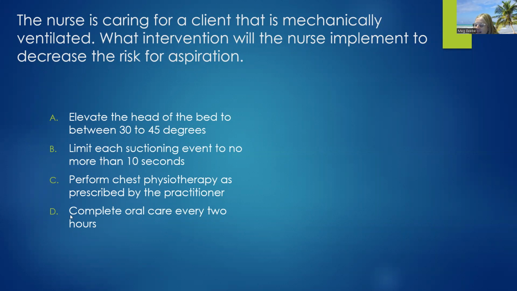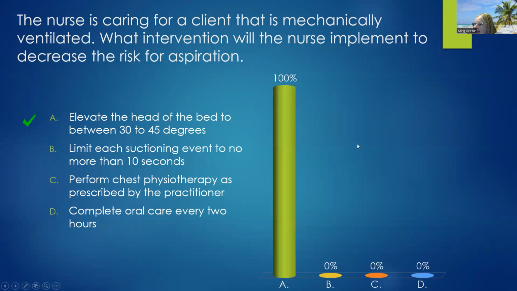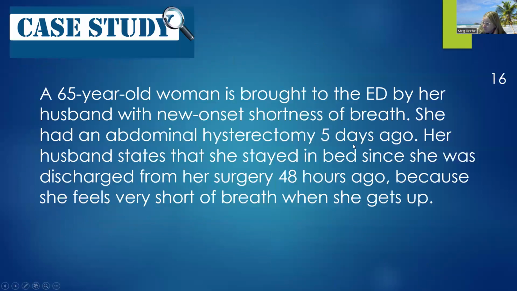Although A, C, and D are all utilized to help decrease that pneumonia associated to the ventilator, we know that if they are laying down, their secretions could very well back up into their airway. So this should decrease the risk for aspiration, just elevating the head of bed up 30 to 45 degrees. A is our correct answer.